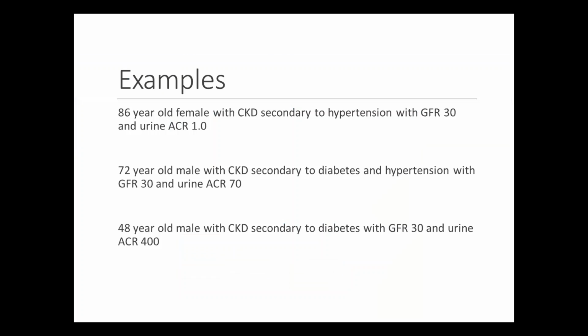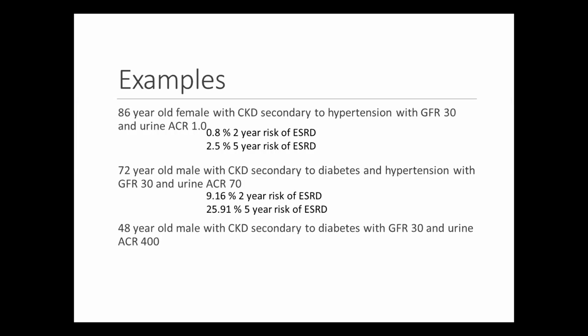So I'll go back to our cases here of our 3 patients, and I've applied the KFRE to each of these individuals. The 86-year-old woman with a GFR of 30 and an ACR of 1 has a 0.8% 2-year risk of end-stage renal disease and a 2.5% 5-year risk of end-stage renal disease. The 72-year-old male with CKD from diabetes and hypertension with a GFR of 30 and an ACR of 70 has a 9% 2-year risk of end-stage renal disease and a 25.9% risk at 5 years.